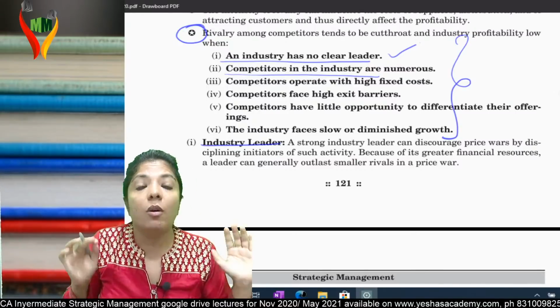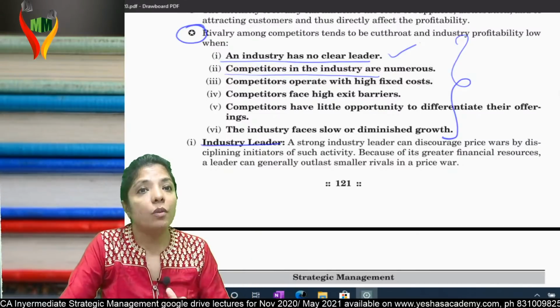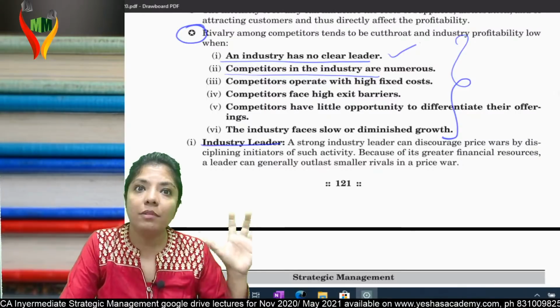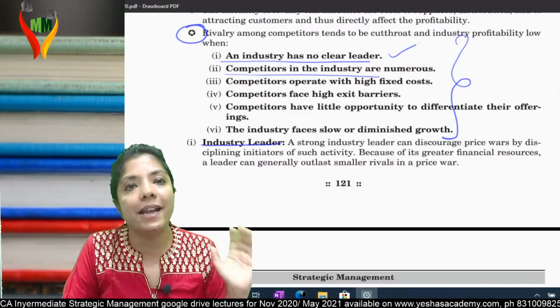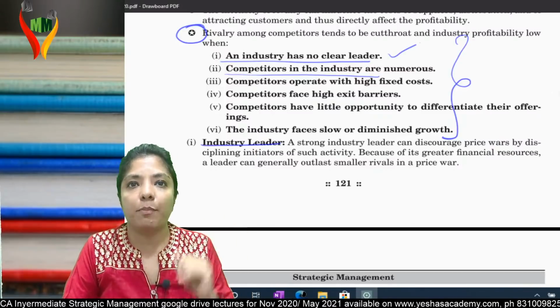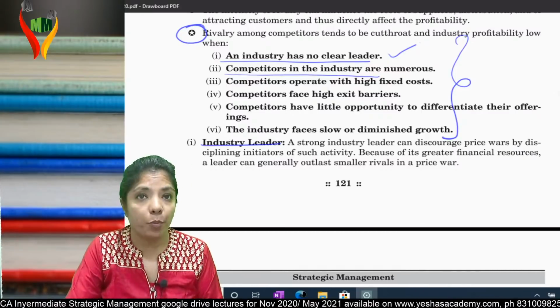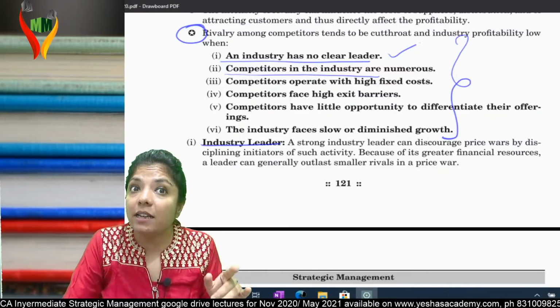Am I clear? The ones who have high fixed costs, what is in their mind? I want to get sales. And how will they get sales? By reducing the selling price. Am I clear? Third point clear? Fourth point, competition faces high exit barriers.